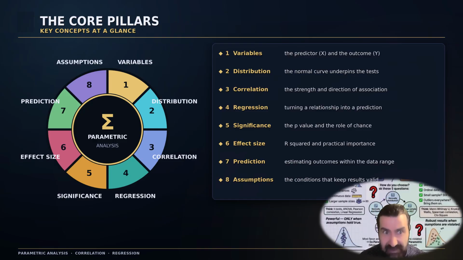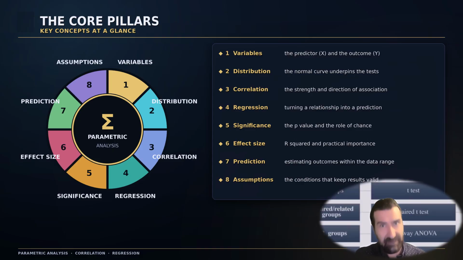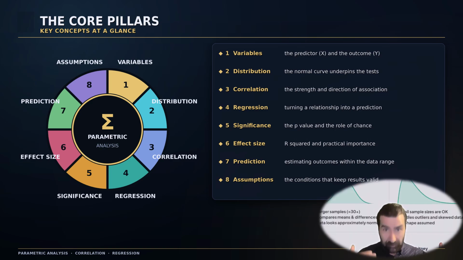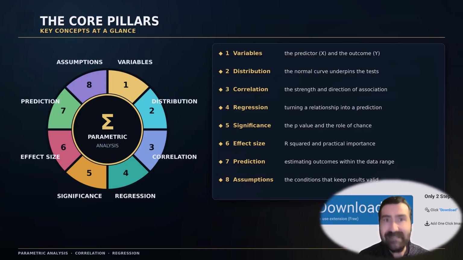We have correlation, which captures the strength and the direction of a relationship. And we have significance, which tells us how big a role chance is playing in our findings. Then we have effect size, which tells us not just whether something matters, but how much it matters. We have prediction, using our model to estimate outcomes within the range of our data. And then it all loops right back around to those assumptions.